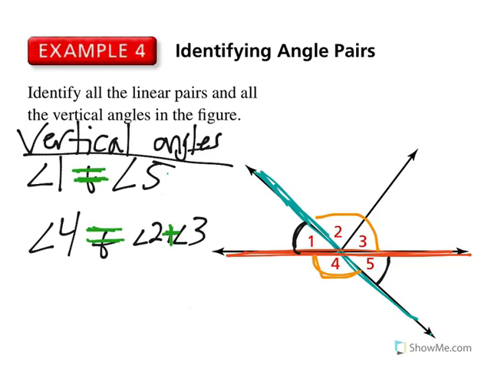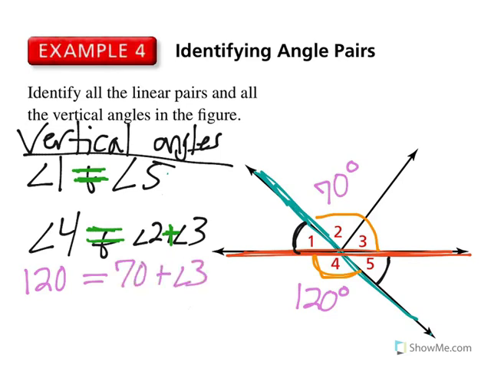So let's go ahead and put some numbers on here. We're going to pretend that we were given the measures of these. Say that angle 4, it looks like it's bigger than 90, so I'm going to say it's 120 degrees. I'm just going to throw a number in there. If I told you that angle 2 was 70 degrees, then we could solve for angle 3, because 2 and 3 would have to add up to be angle 4. So if I plug this in, I would have 120 is equal to 70 plus angle 3. To solve for angle 3, I would subtract 70, which would give me the measure of 50 degrees.